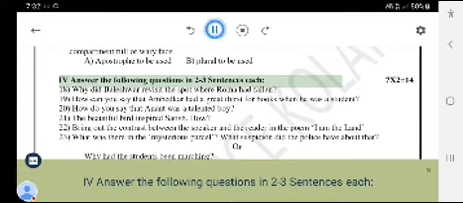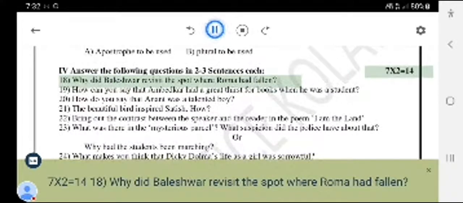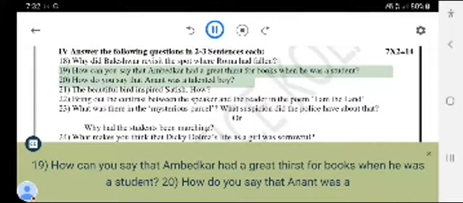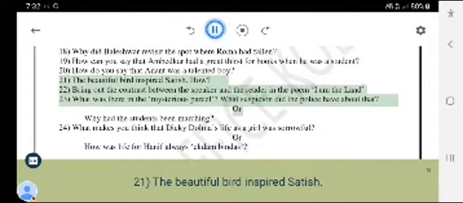IV. Answer the following questions in 2 to 3 sentences each. 7x2 equals 14. 18. Why did Balaswar revisit the spot where Roma had fallen? 19. How can you say that Ambedkar had a great thirst for books when he was a student? 20. How do you say that Anant was a talented boy? 21. The beautiful bird inspired Satish. How? 22. Bring out the contrast between the speaker and the reader in the poem.